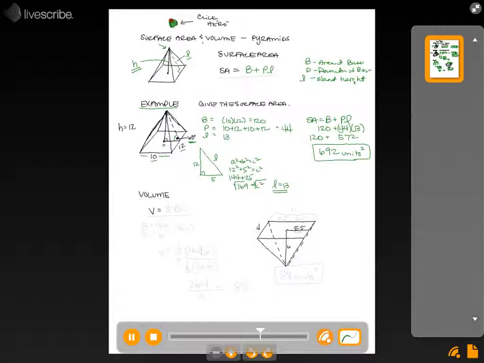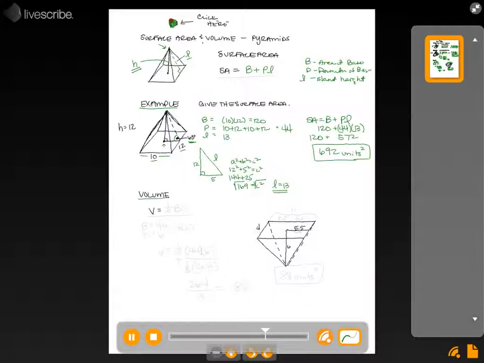Okay? Hopefully that one makes sense. Pyramids are tricky. They're probably the trickiest of all the shapes. Because you're going to have to find the slant height, you have that extra step a lot of the time to find what that slant height is to figure out the surface area. And you're going to use the Pythagorean theorem most of the time to do that, so make sure you remember that also.